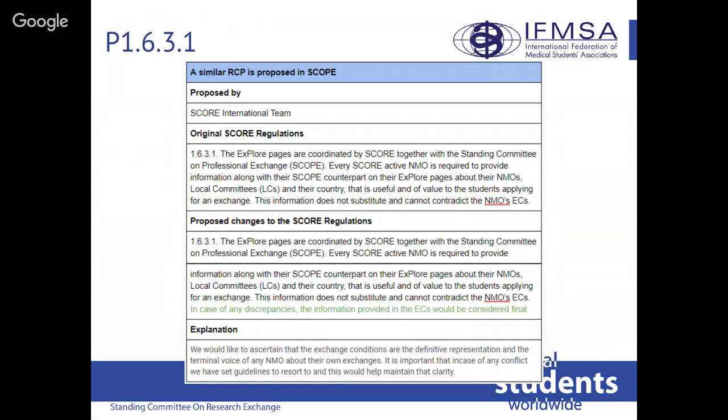This is just to make sure that the exchange conditions are the definitive representation of the country's regulations or conditions about their exchange. So it's important that in case of any conflict, we set guidelines to know which word is the most valuable. And in this case, we will consider the exchange conditions above the Explore pages.